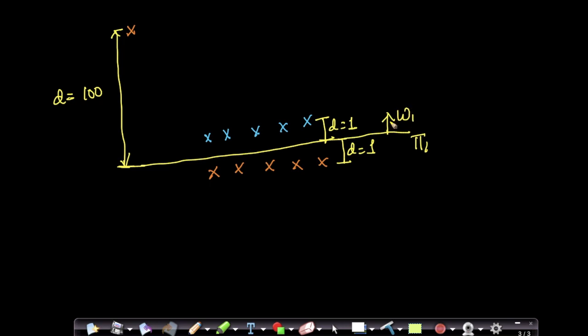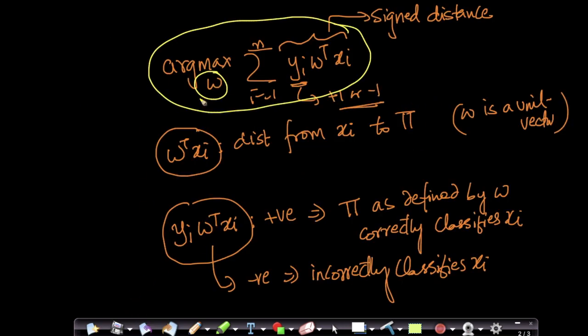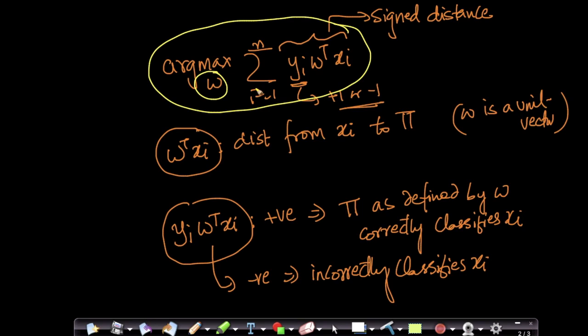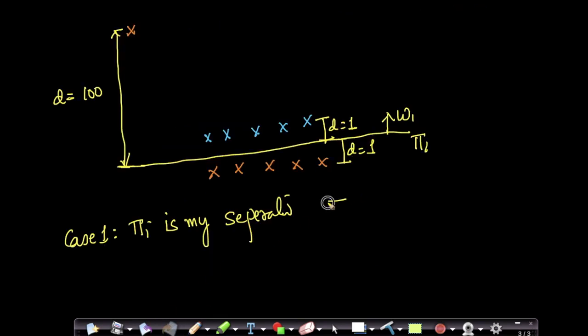Now, at the end of the day, we have to find the right W, or the best W, right? If I choose W1, so case 1, pi1 is my class separating hyperplane. Then what happens to my function here? So let's write our function. What is our function? Summation of Yi W transpose Xi across all i.